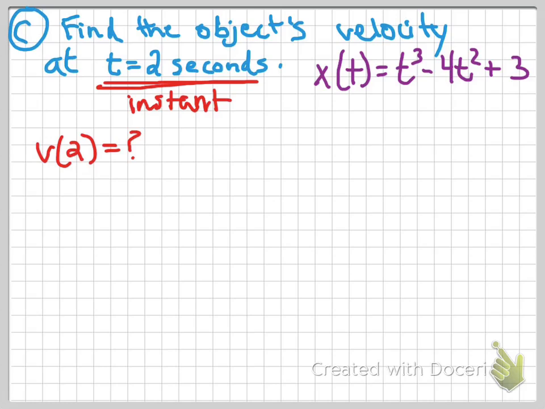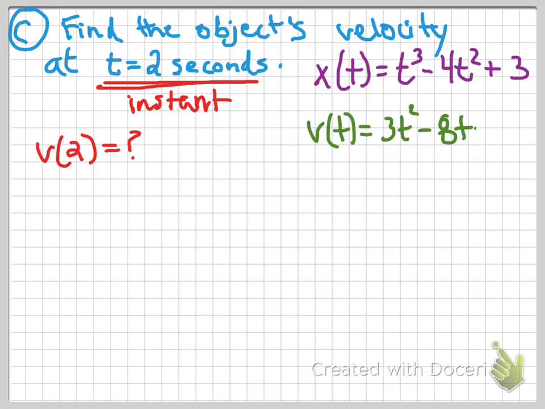That's my question. I'm not going to be able to figure this out right away, not until I do a little bit of work first. Before I find v of 2, I need to know what v of t even equals. That's going to require a derivative. Instantaneous rate of change is a derivative. So I'm going to take this position equation and derive it using the power rule. T to the third is going to be 3t squared, minus 4t squared is going to be 8t, plus the derivative of 3 is 0, so we don't need that on there. So I have 3t squared minus 8t.